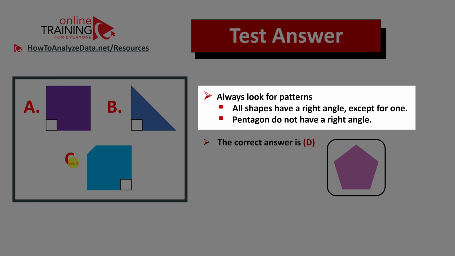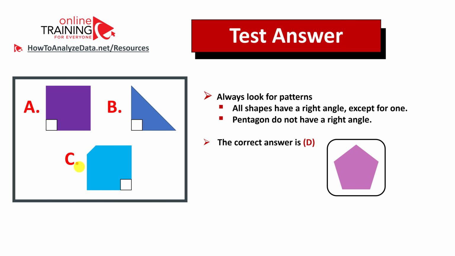Let's recap. Always look for patterns. All shapes here have the right angle except for 1, and pentagon does not have the right angle. That's why you should select choice D, which is the pentagon. Hopefully you've nailed this question and now know how to answer similar problems on the test.